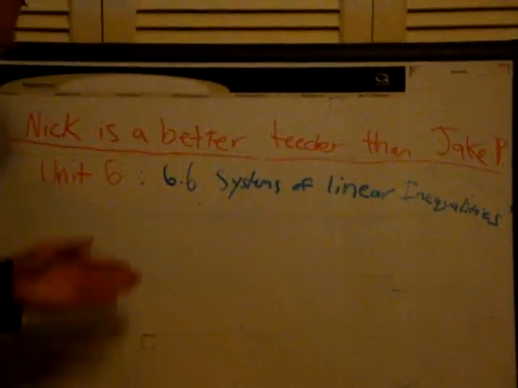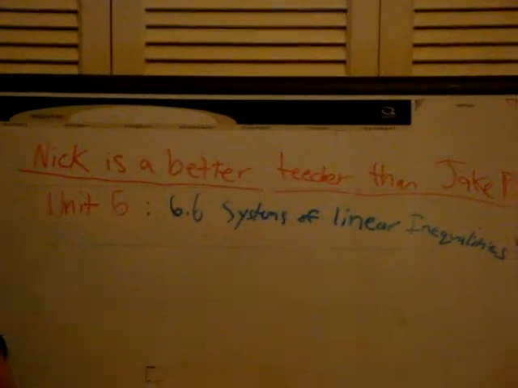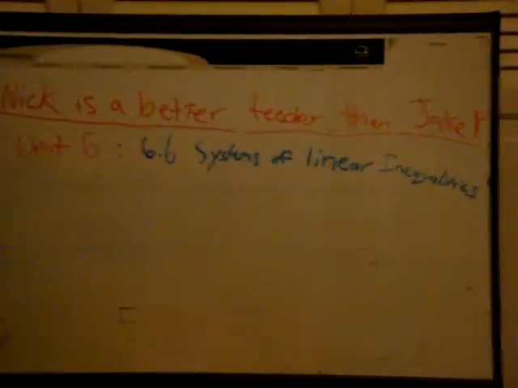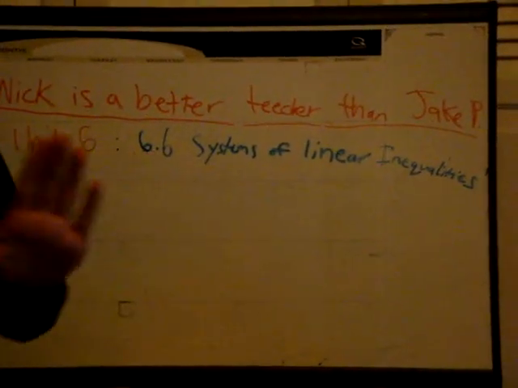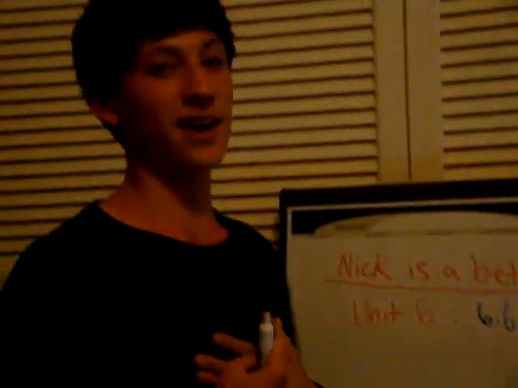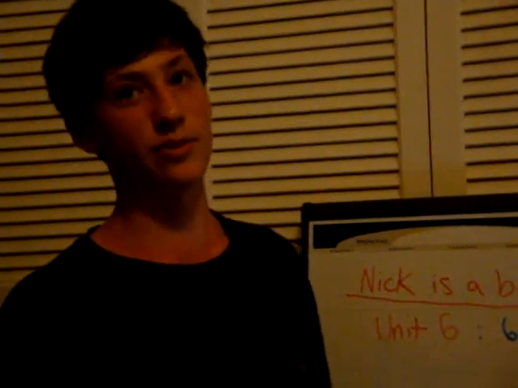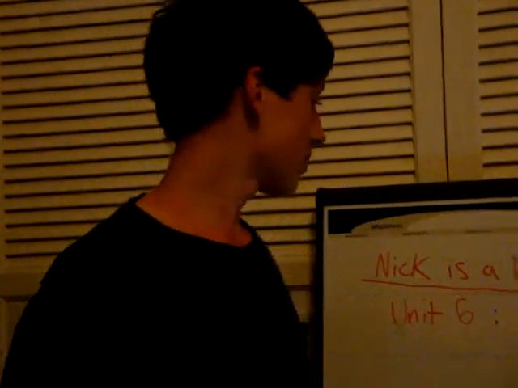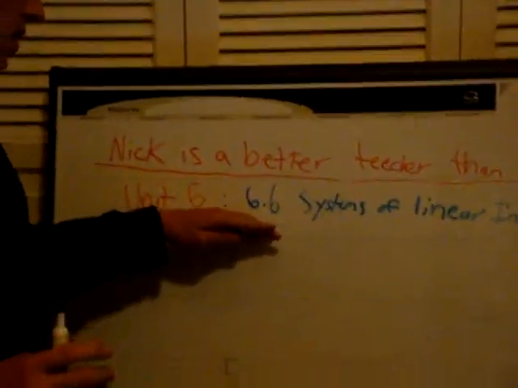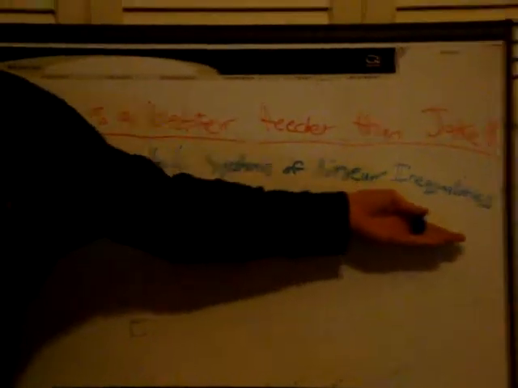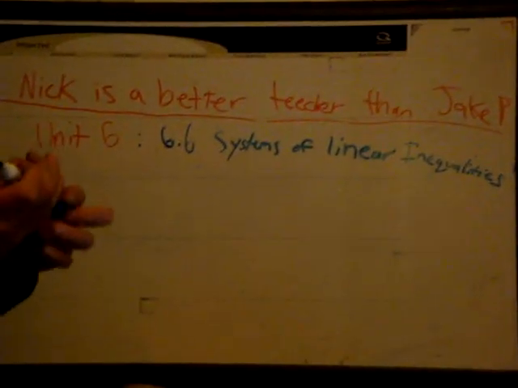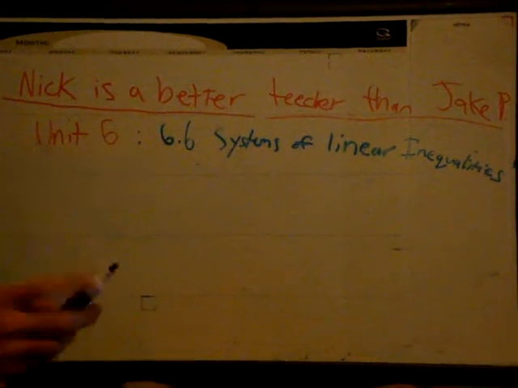Okay, we're back to Unit 6, final episode. Let's do this, folks. 6.6. Oh, real quick. Last time, my apologies, I wrote 6.4. I meant to say 6.5. No biggie, who cares? But this one, 6.6, Systems of Linear Inequalities. Let's get to it.